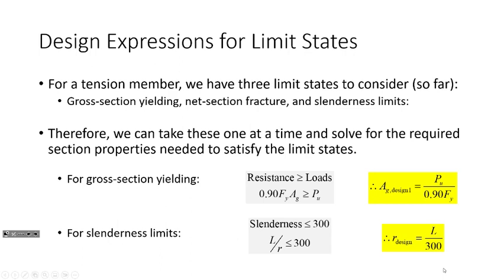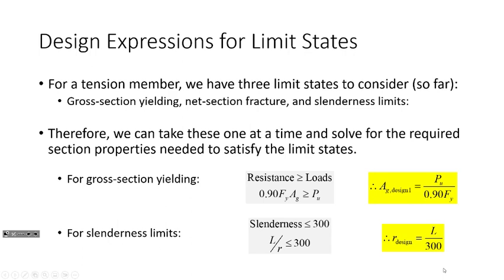Boom. What about slenderness? Slenderness says that the slenderness has to be less than or equal to 300. If I'm in design mode, what do I not know about the member? Well, let's talk about that. If I was designing a tension member in a truss, I know how long it is, but I don't know what the member is. And if I don't know what the member is, what do I not know about that member? r. So solve. Find a member that has a radius of gyration of at least L over 300.